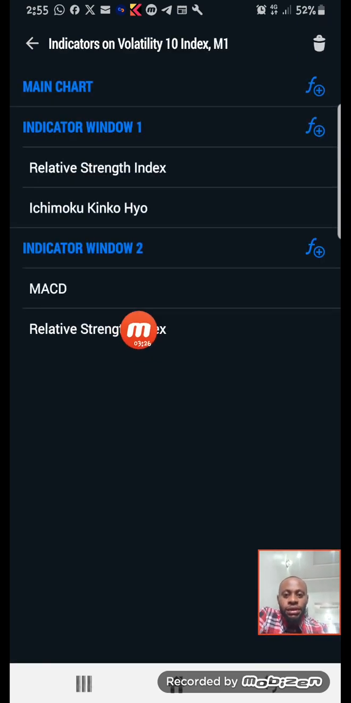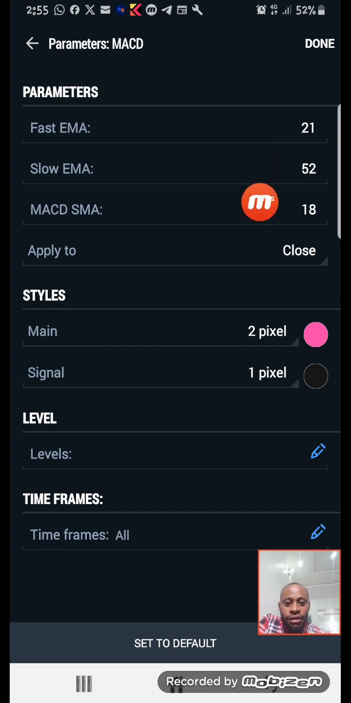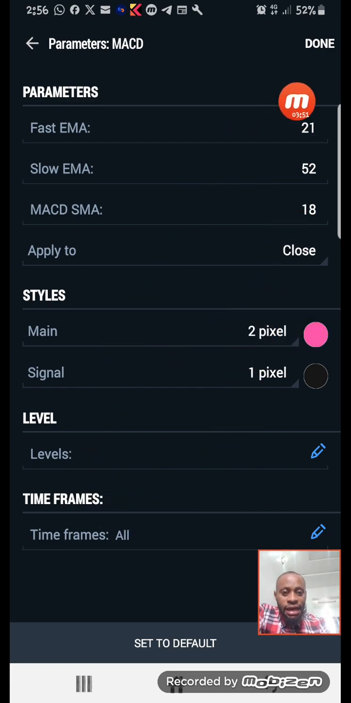The next one, in indicator window 2, is MACD, and you set it up like this, exactly the same way. This signal line here is hidden. Choose the color according to your background color. Then this other one will be the color of your choice. Set everything up like this, and then click done.